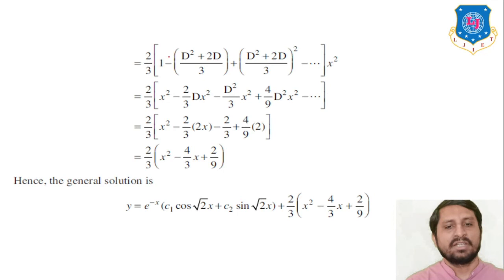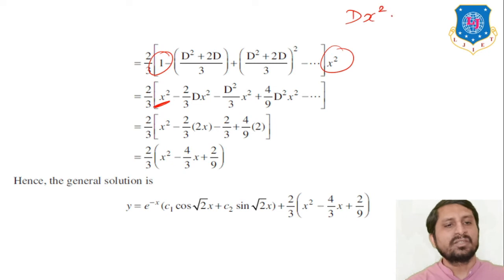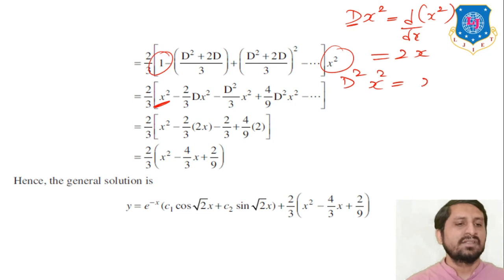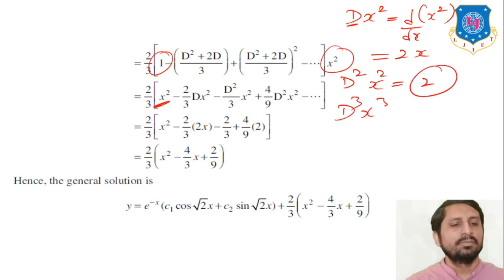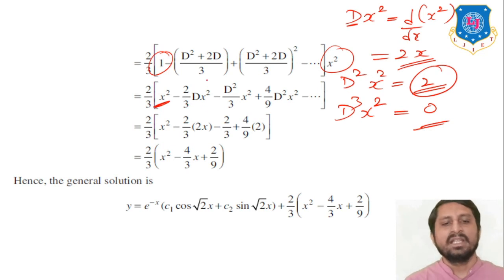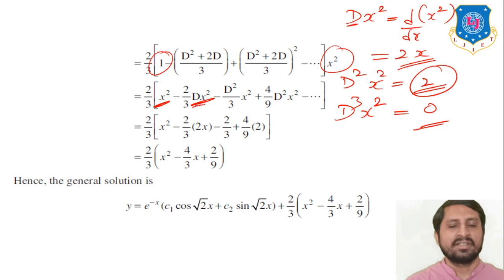Now simple multiplication, 1 into x square, so x square. Now D into x square means what? D is nothing but d by dx, so d by dx of x square is 2x. D square into x square, second differentiation, is 2, and D cube into x square becomes 0, because the third derivative of x square is 0. So instead of D I can take 2x, instead of D square I can take 2. So x square minus 2 by 3, D into x square, now instead of D into x square I can take 2x, instead of D square I can take 2.